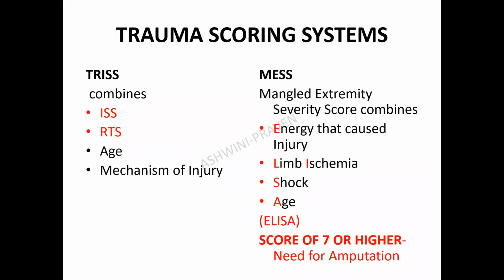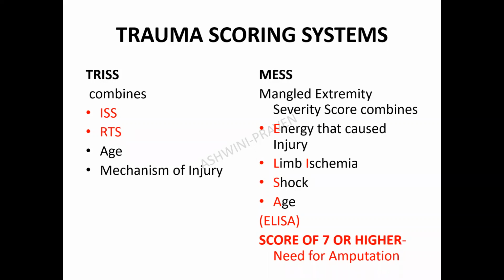And MESS scoring is predominantly useful in orthopedic injuries only, not in general surgery. It predicts whether there is a need for amputation or not. The Mangled Extremity Severity Score combines the energy that caused the injury, the limb ischemia grade, whether it is severe or mild, presence or absence of shock in the patient, and age of the patient. All these criteria are put together to form the MESS scoring.